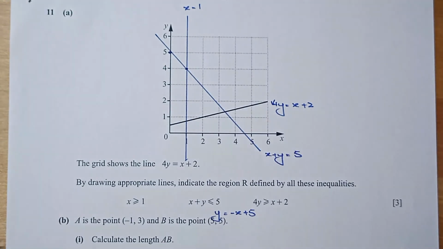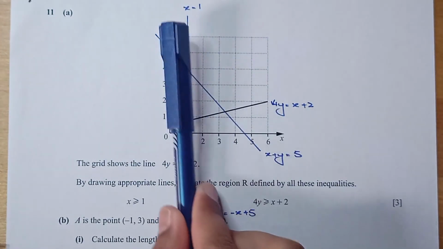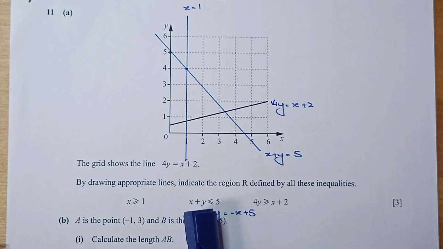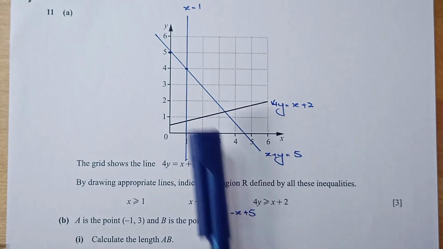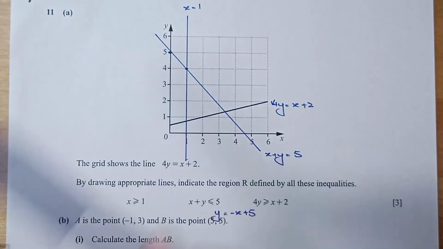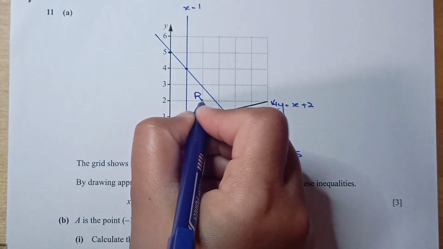Okay. So in the region R, x is greater than or equal to 1. This is x equals 1, right? And this side is greater than or equal to 1. x plus y is less than or equal to 5, so it is below this line. And 4y is greater than or equal to x plus 2, so it is above that line. So this is the region R.